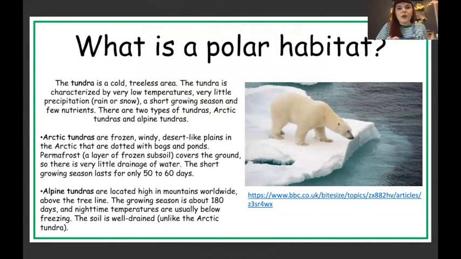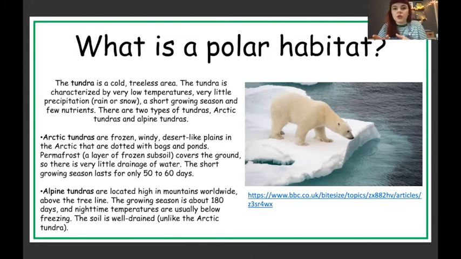Now, the next habitat we're going to have a little bit of a look at is a polar habitat. Now, we know lots about this already because it's something we've been looking at in our topic, coldlands. Now, we know that a tundra is a cold, treeless area. The tundra is characterised by low temperatures and very little precipitation, so little rain or snow, very cold. A short growing season and few nutrients. There are not very many nutrients in the ground to help things to grow.